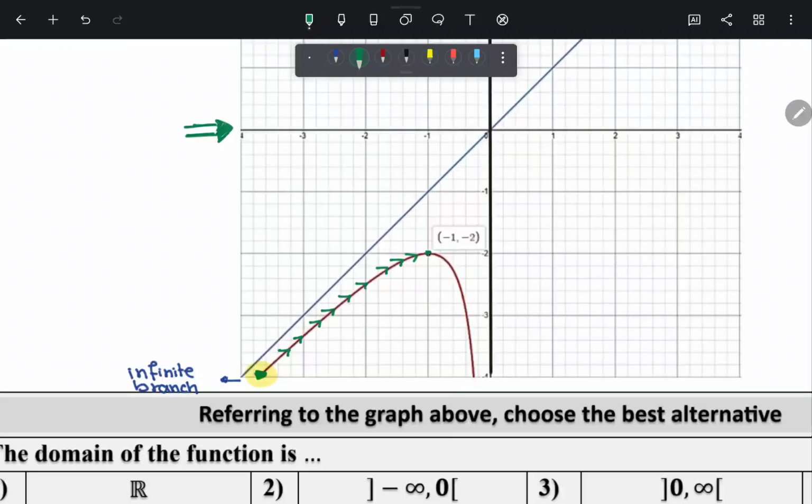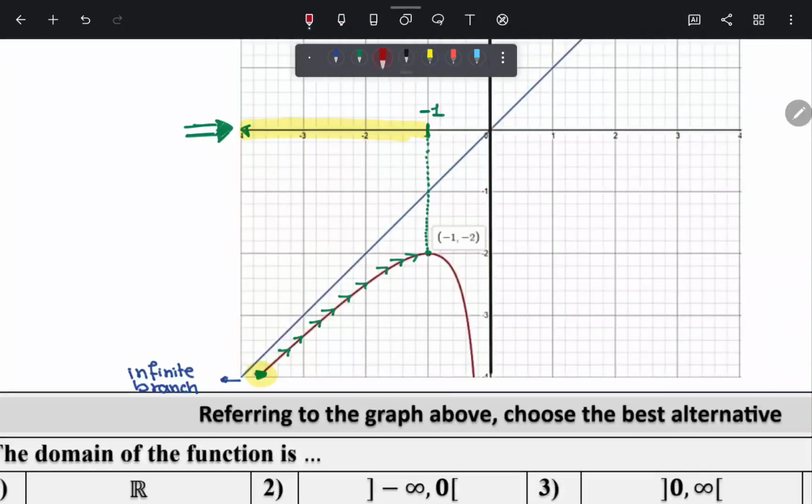Specify this place on the x-axis. This is important. Write on the x-axis exactly what this place is. This is negative 1. What is the function doing here? It's increasing. Look what I do now. On the x-axis I shade this place in yellow. Why? Because the function is increasing. We always shade on the x-axis. This is the place where the function is increasing.